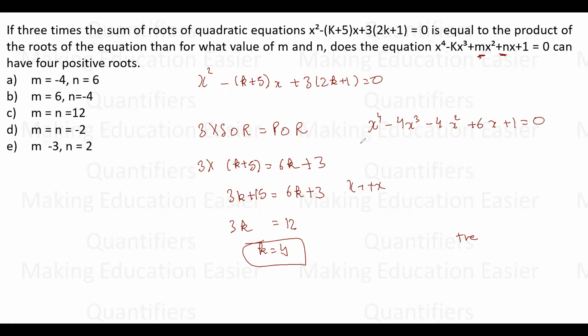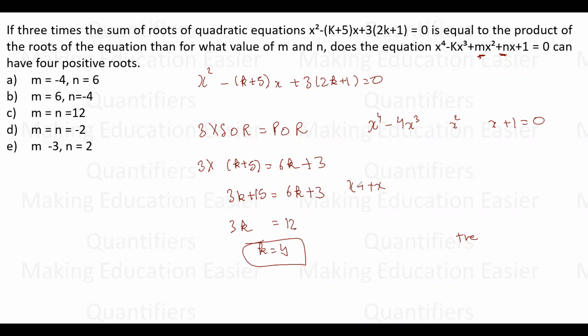Now what are the number of sign changes? Positive to negative, negative to positive, and same. So there are 2 sign changes. So there is no possibility that the equation can have 4 positive roots. So this value of m and n is not possible. Let me check for the second one.